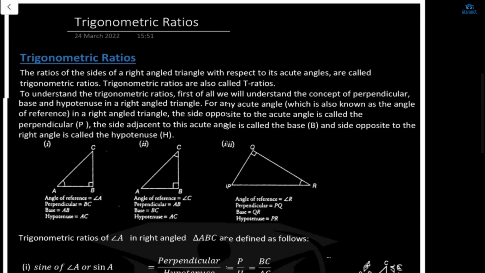Starting with trigonometry, we should first know about trigonometric ratios. What are trigonometric ratios? Trigonometry is applied in a triangle, and that also a right angle triangle. One of its angles is 90 degrees, and obviously we know that the sum of the angles of a triangle is 180 degrees. According to that, the other two angles are acute angles. I'm just naming them angle A, B, C.